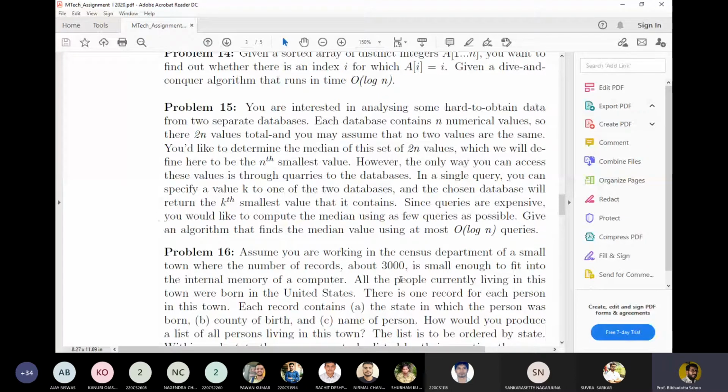You are interested in analyzing some hard to obtain data from two separate databases. You have to execute a query to retrieve something. Each database contains n numerical values, that is n records. So in total, in a brute force method, you need 2n values. You may assume that no two values are the same. Maybe you have 2n different students whose records are stored in two different databases.